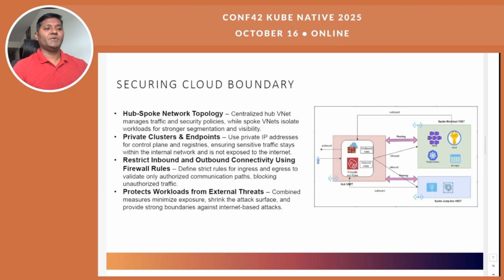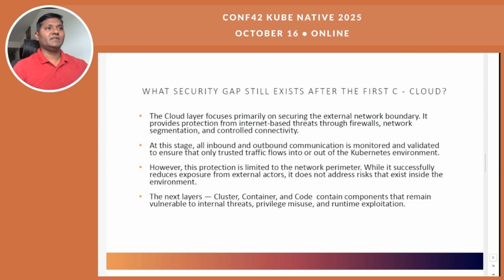With the cloud boundary secured, the next layer of protection focuses on the cluster boundary, where access control and internal communication security become critical. Before we talk about the next C, let's quickly recap what security gaps still exist after the first C, cloud. The cloud layer focuses primarily on securing the external network boundary. It provides protection from internet-based threats through firewalls, network segmentation, and controlled connectivity. At this stage, all inbound and outbound communication is monitored and validated to ensure that only trusted traffic flows into or out of the Kubernetes environment.